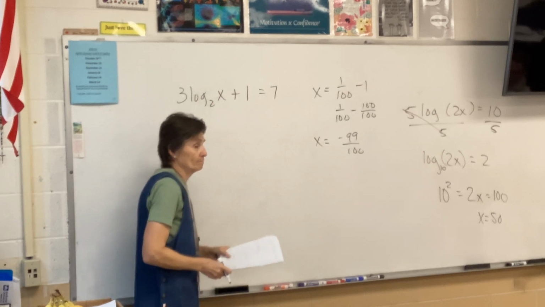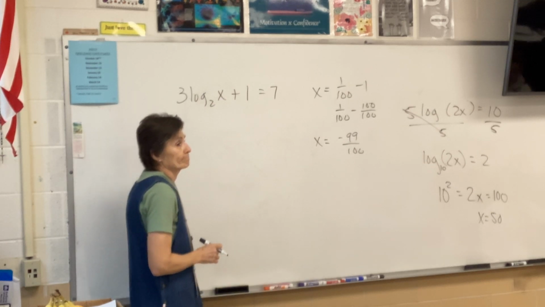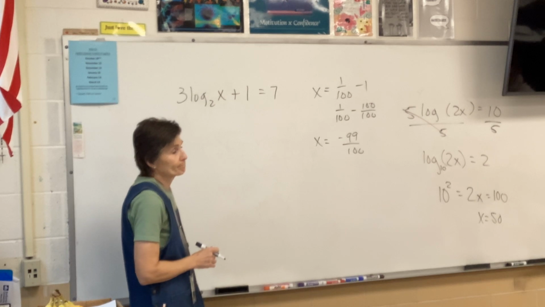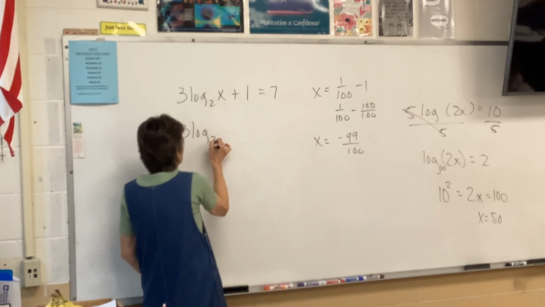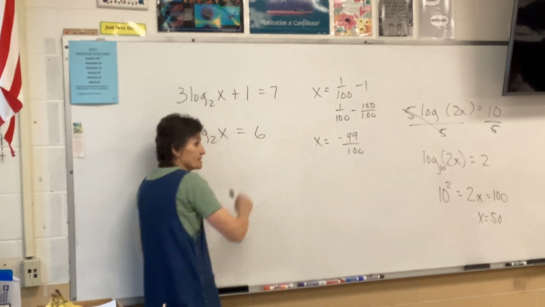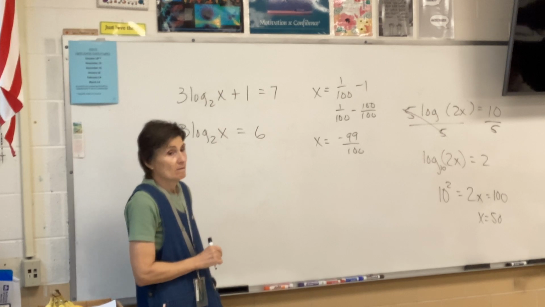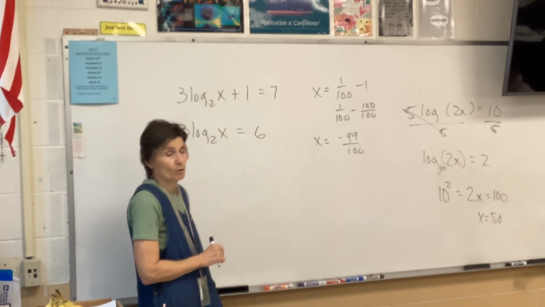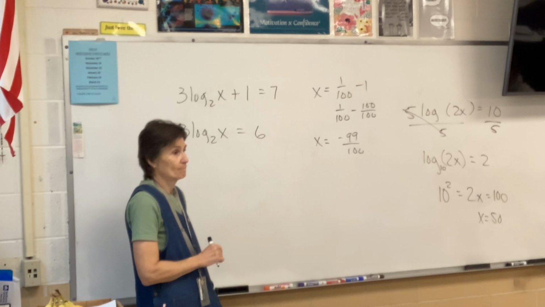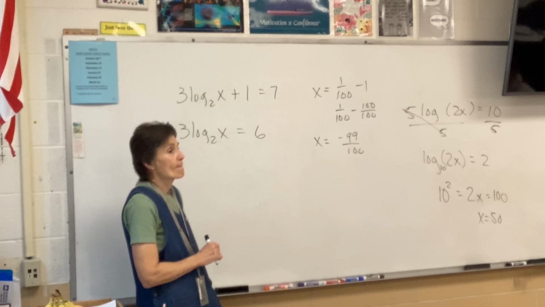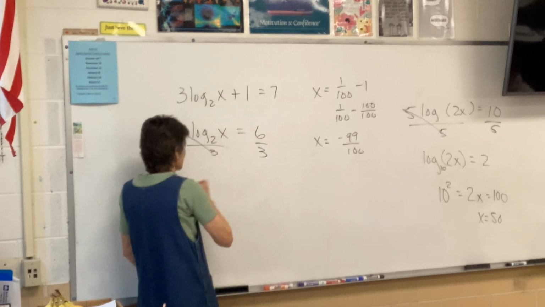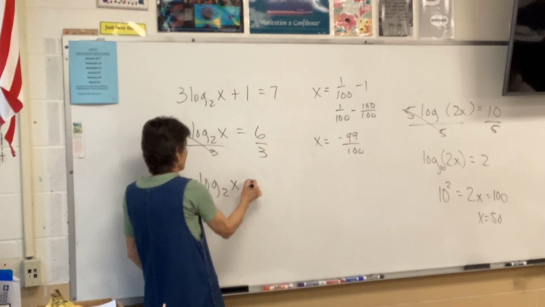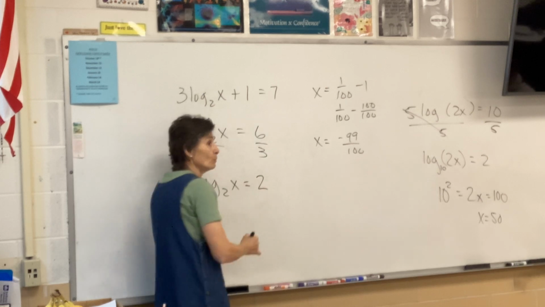Caius, step 1. Subtract the 1 over. Yes, indeed. So 3 log base 2 of x equals 6. I'm just gonna subtract 1 from both sides. Perfect. Elijah, next, what shall I do? Divide both sides by 3. Remembering all it does is cancel that, everything else stays the same. So log base 2 of x equals 2.